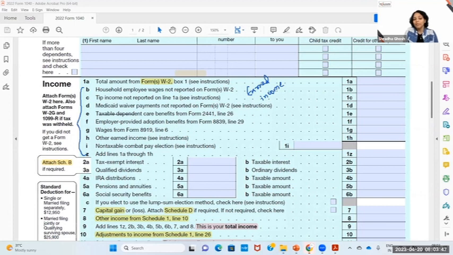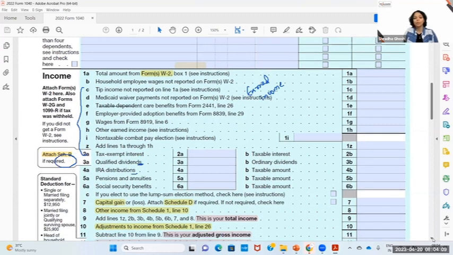Then we have this tax exempt interest. And can you see where it comes from? It comes from Schedule B. Then we have the dividends, again, which is coming from Schedule B. Then you have some distributions from IRAs, pensions, annuities, social security benefits, which is all given on the face of the income of the Form 1040.